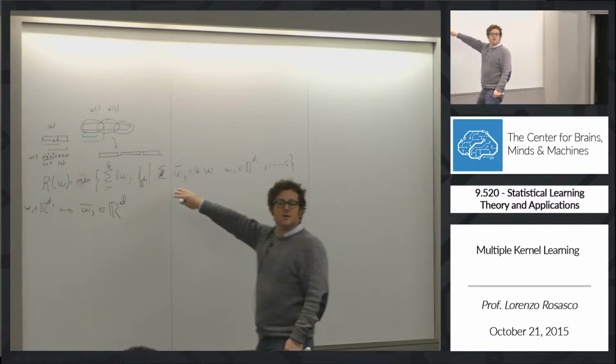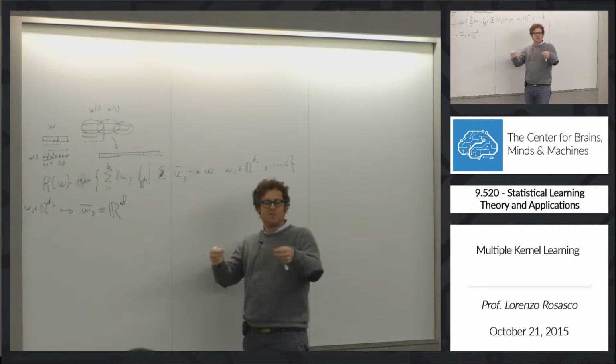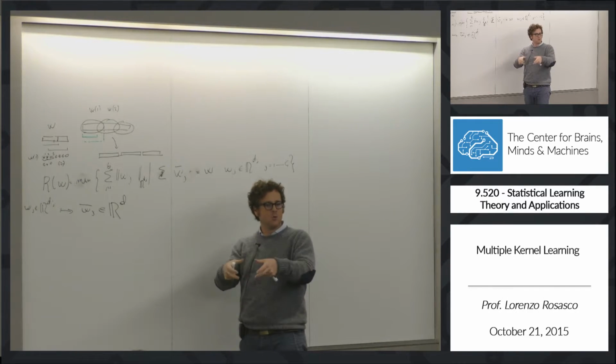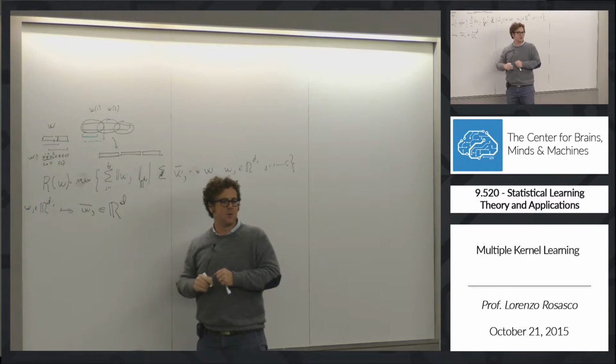Is this expression clear? So again, the key point here is that I have multiple ways to disintegrate my vectors in parts, and among all the possible ways to do it, I want to take the one with minimal norm. And this is going to define the penalty I want to use.